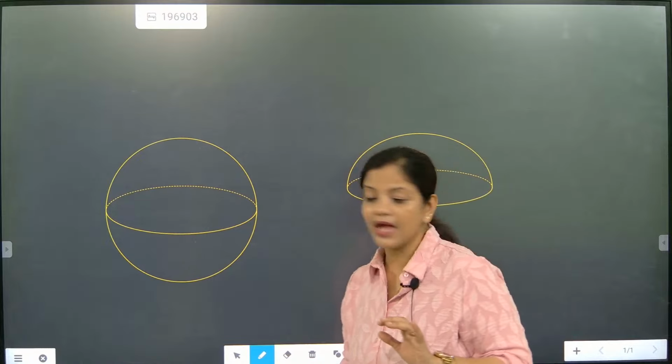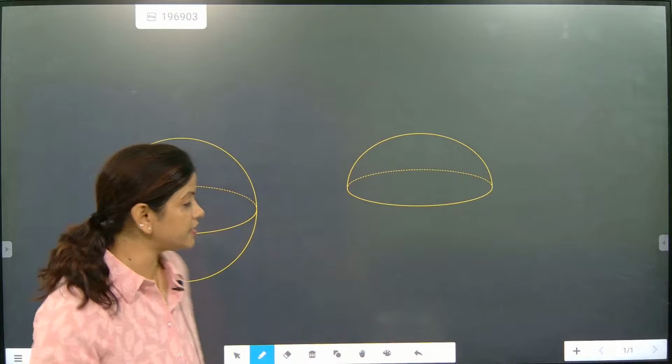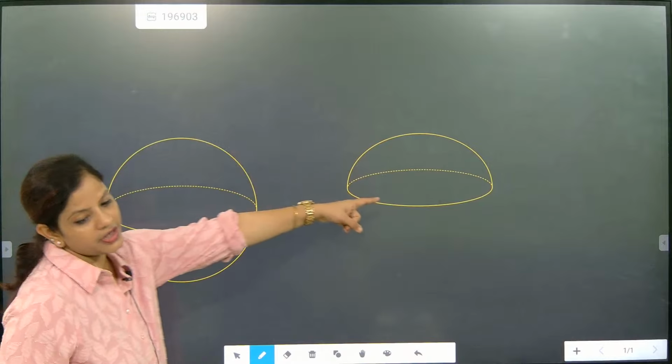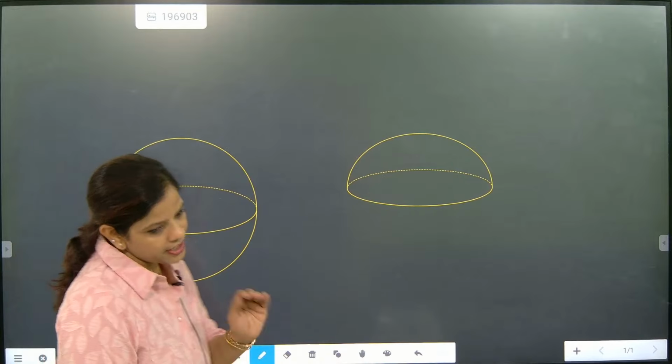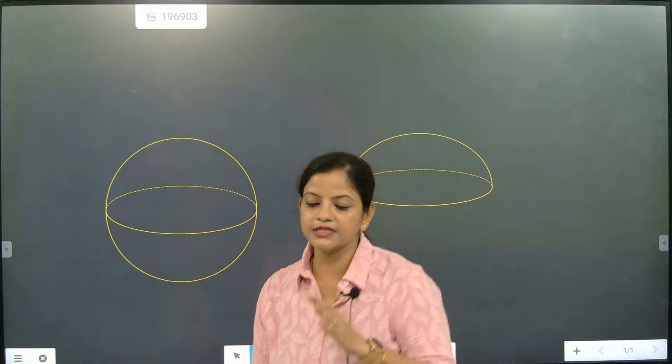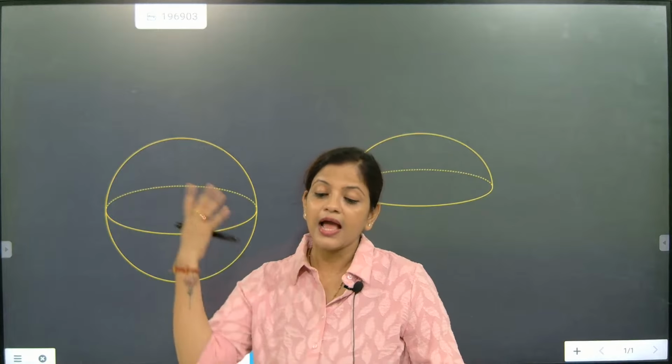If somebody asks you about hemisphere, what answer are you going to give? Half of sphere is hemisphere. Half of sphere is considered as hemisphere. Now we are going to talk about the surface area and volume.